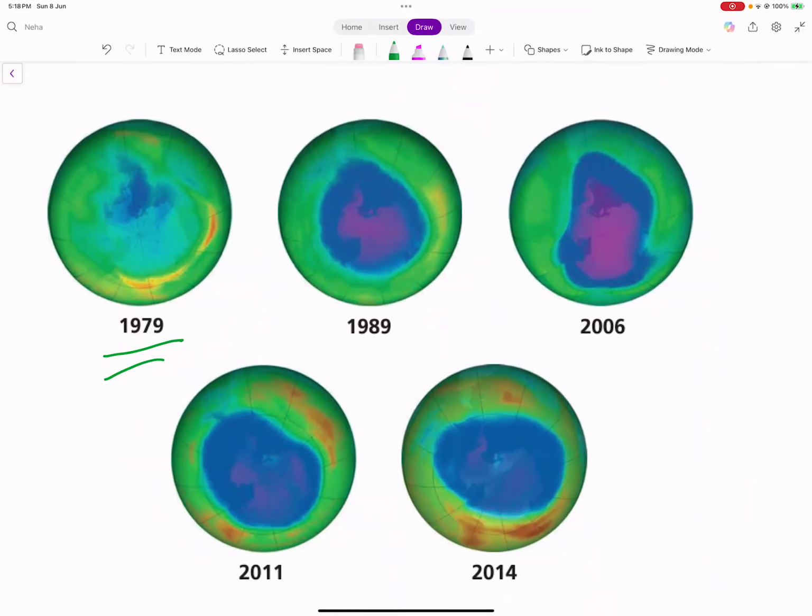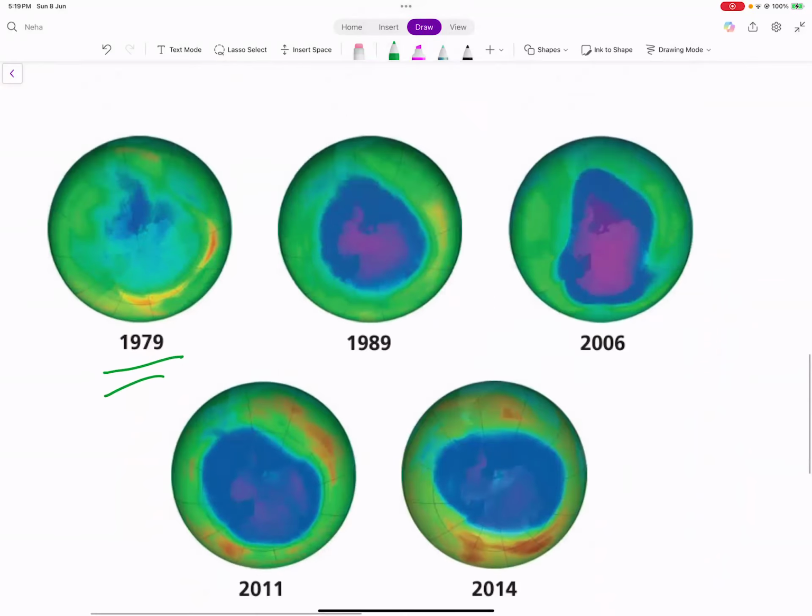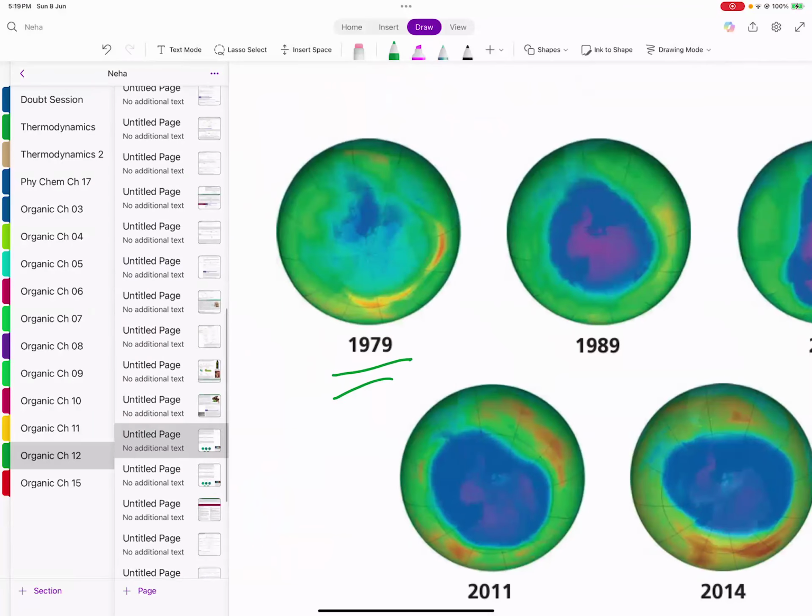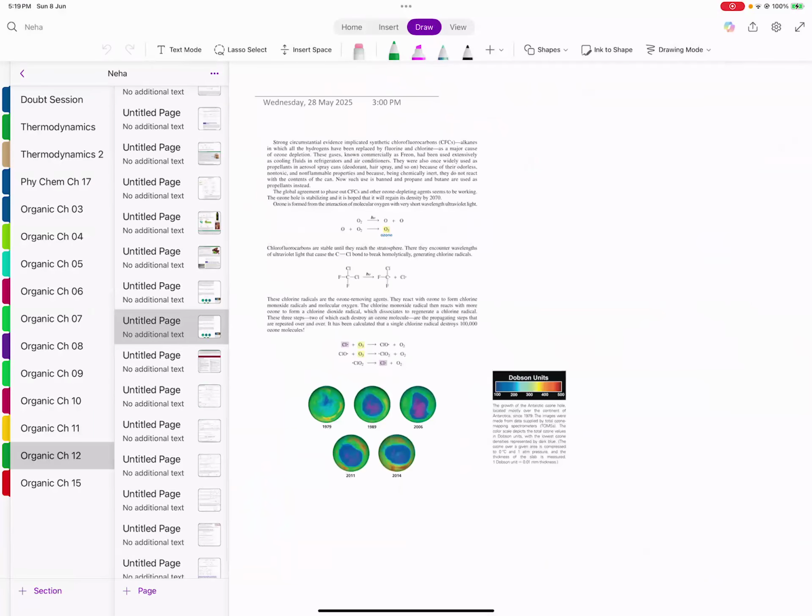It is getting depleted. Yeah. See, that blue thing is increasing. Okay. Anyways, so I think, yeah, this is.